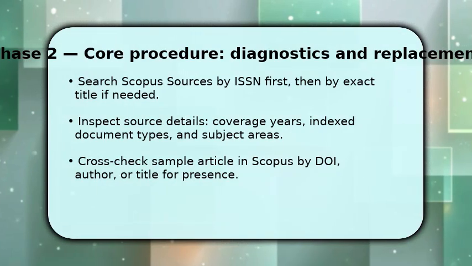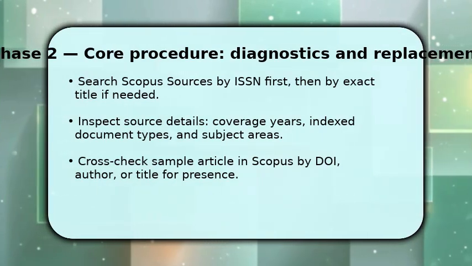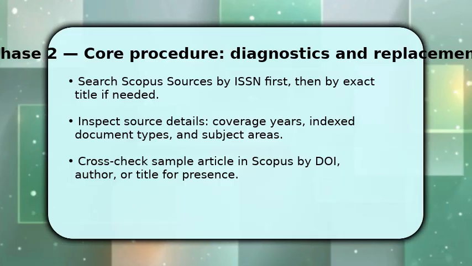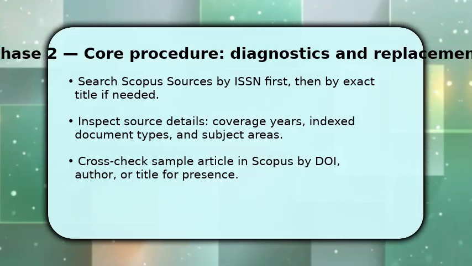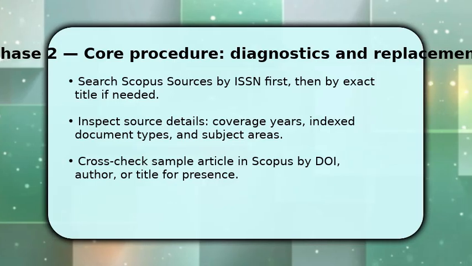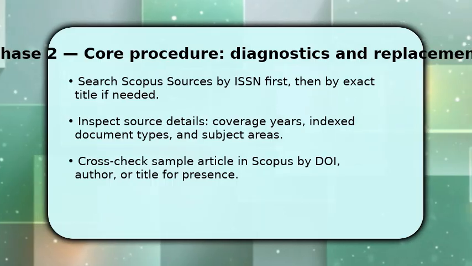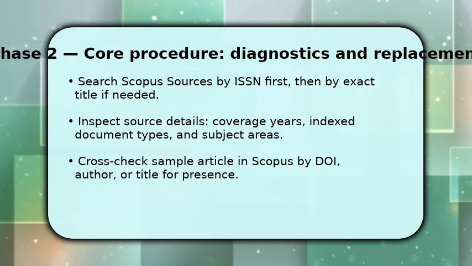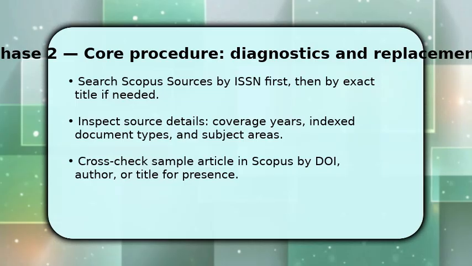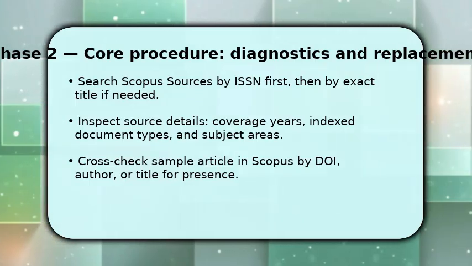Now you run the core checks. Search Scopus sources using the ISIN, that is the most reliable key, and then search by exact title if the ISIN returns nothing. Once on the source page, inspect coverage years, which document types are indexed, and the subject areas listed. These explain why some articles may or may not appear.